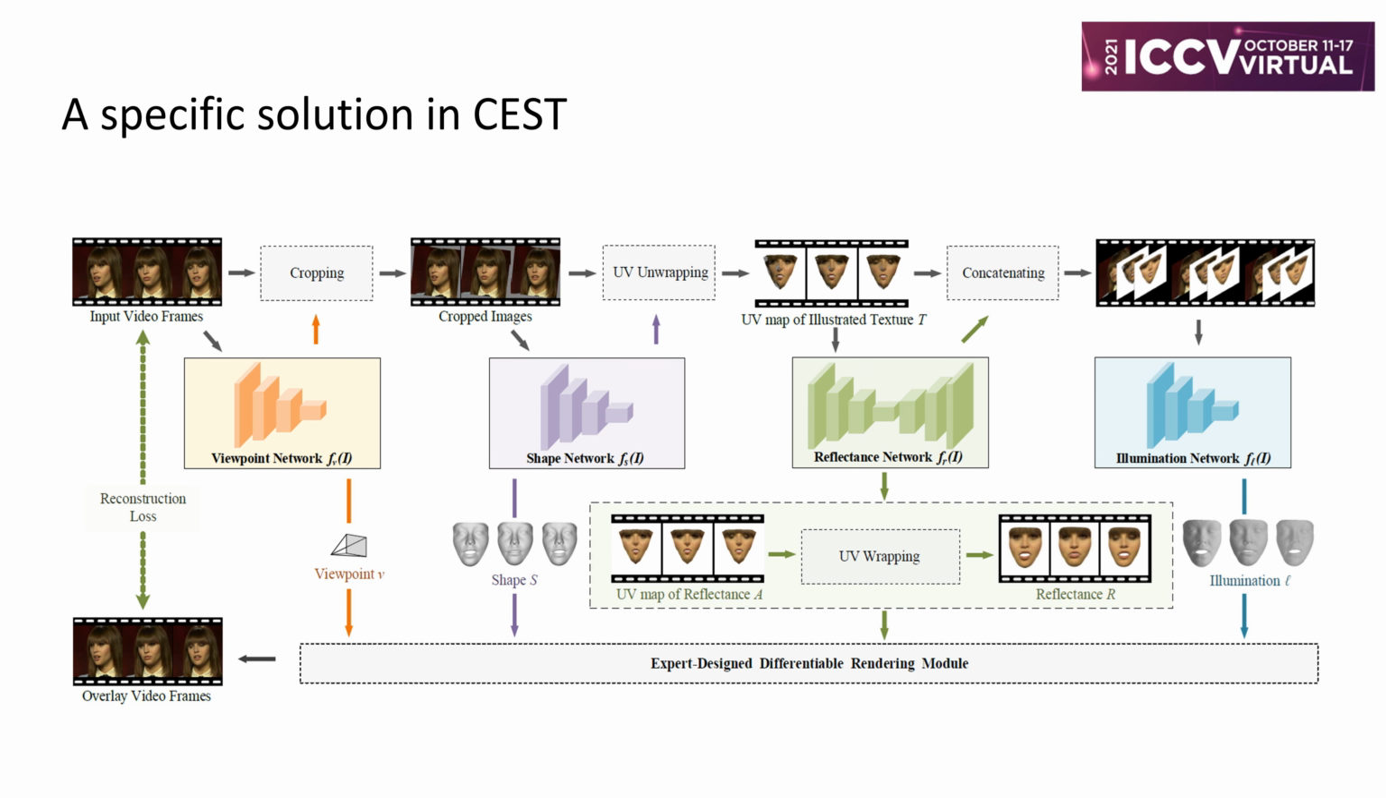We present a specific and intuitive solution in CEST, where the viewpoint, facial shape, facial reflectance, and illumination are predicted sequentially and conditionally. In this context, the prediction of the facial shape is not only conditioned on the input image, but also on the derived viewpoint. Similarly, the prediction of facial reflectance is conditioned on the input image as well as the derived viewpoint and facial shape. The renderer takes in the four facial parameters and produces the rendered image. This framework is learned by minimizing the reconstruction error.